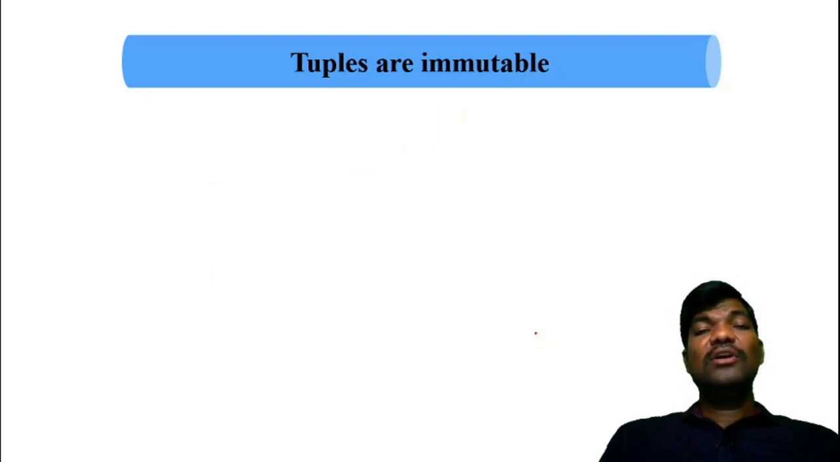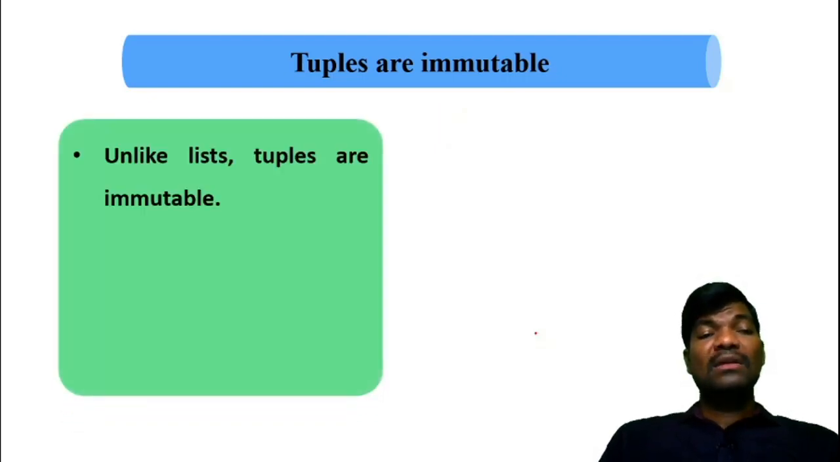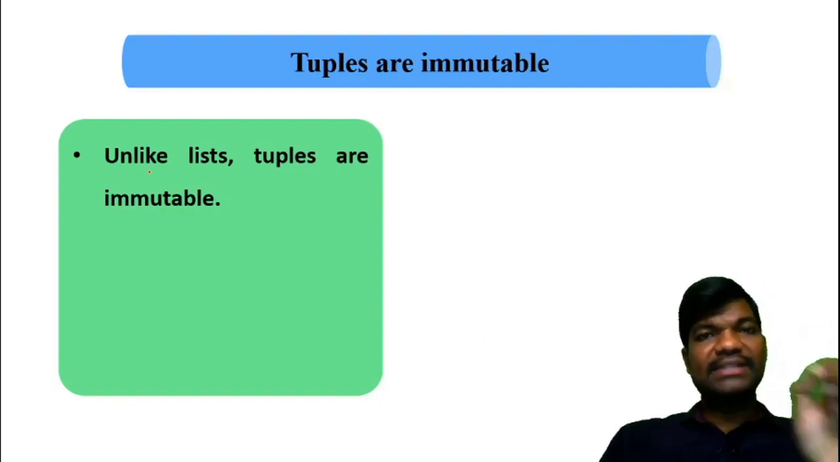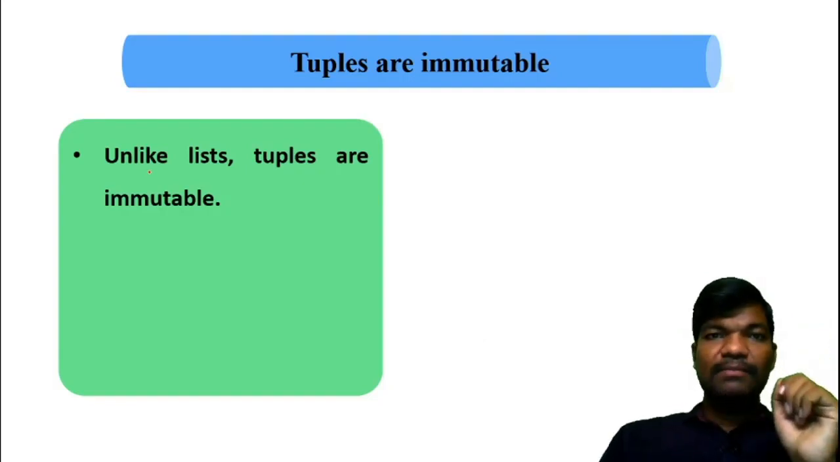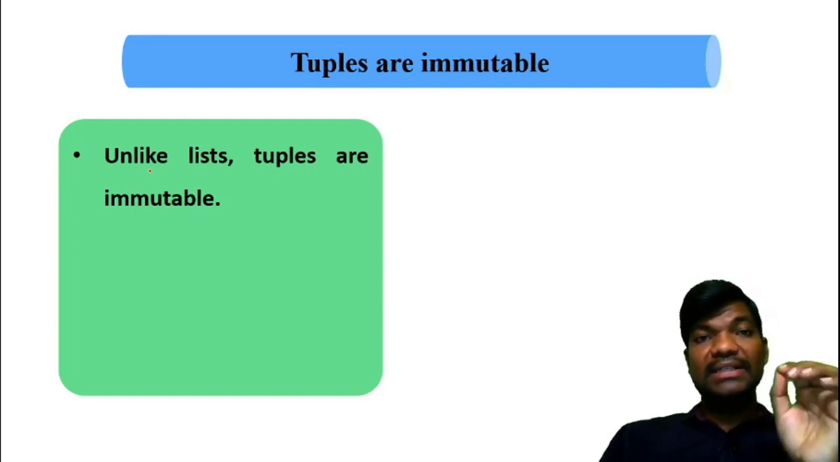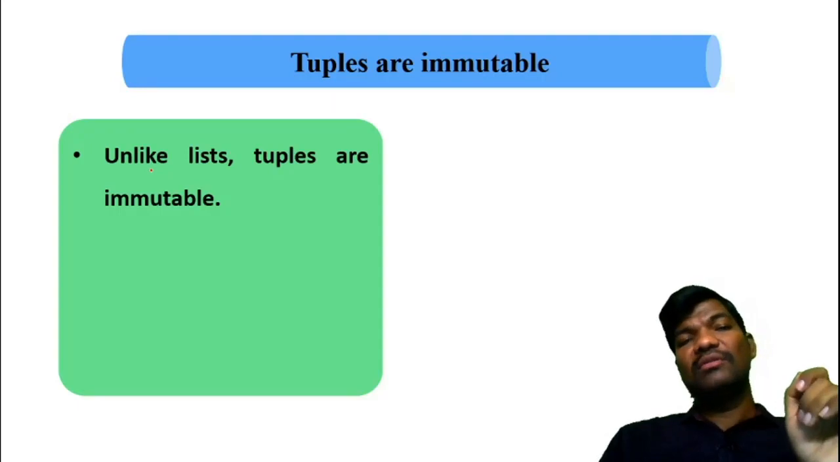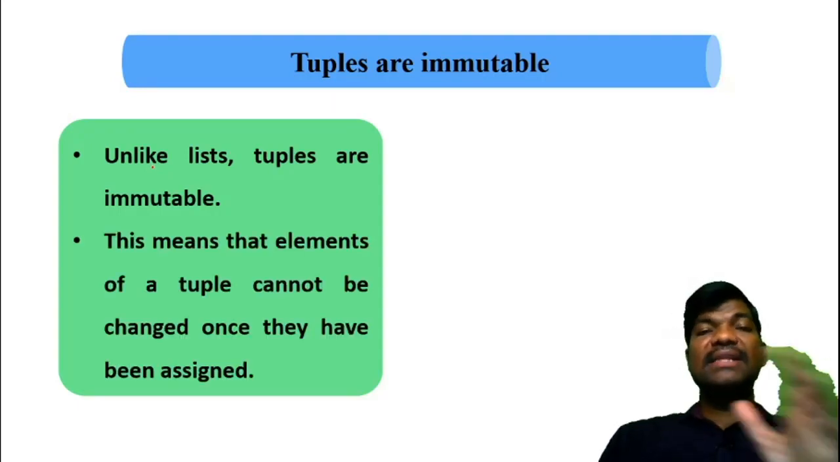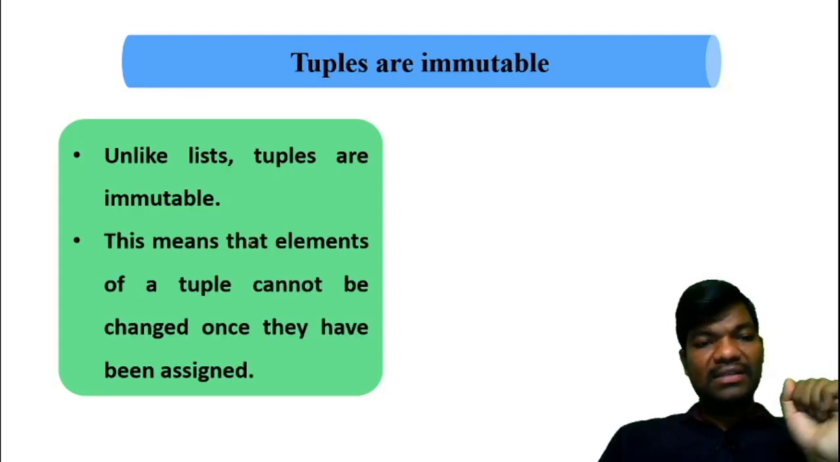Now coming to immutable: we can change the elements of lists. That is possible because lists are mutable, but tuples are immutable. We are not able to change the elements in a tuple, right?